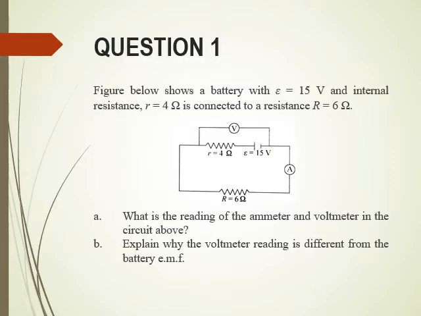Question 1. The figure below shows a battery with EMF equals 15 volt and internal resistance r equals 4 ohm connected to a resistance R equals 6 ohm. A. What are the readings of the ammeter and voltmeter in the circuit above? B. Explain why the voltmeter reading is different from the battery EMF.